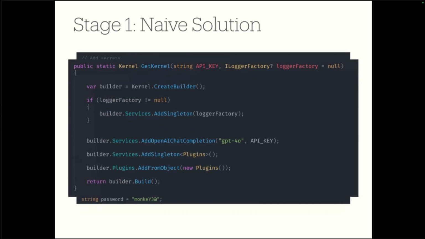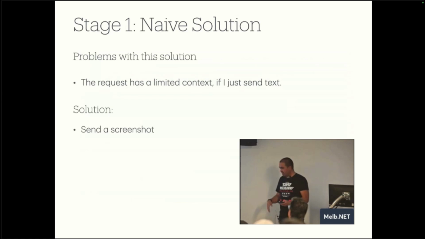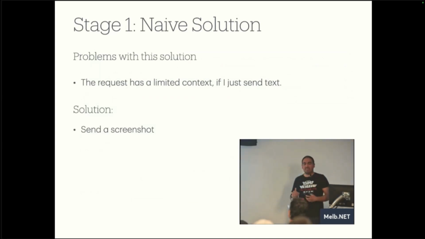But to be able to run the plugins, you need to change the configuration on the Semantic Kernel. The first one is you need to add the plugins as a service. And in the configuration, you need to allow auto-invoke of kernel functions. That's it. And the other problem that we have is that we have a limited context by just sending text, because it's whatever I grab and send. So the way that I solve this is, instead of sending text, I'm going to take a screenshot and send it to the LLM, and it will solve it.